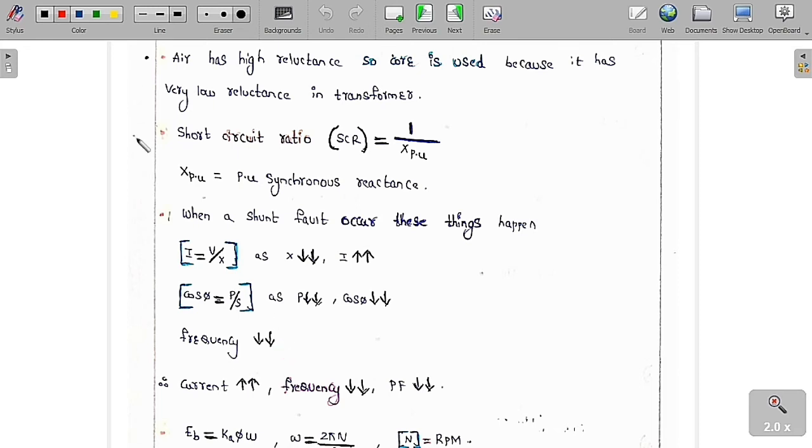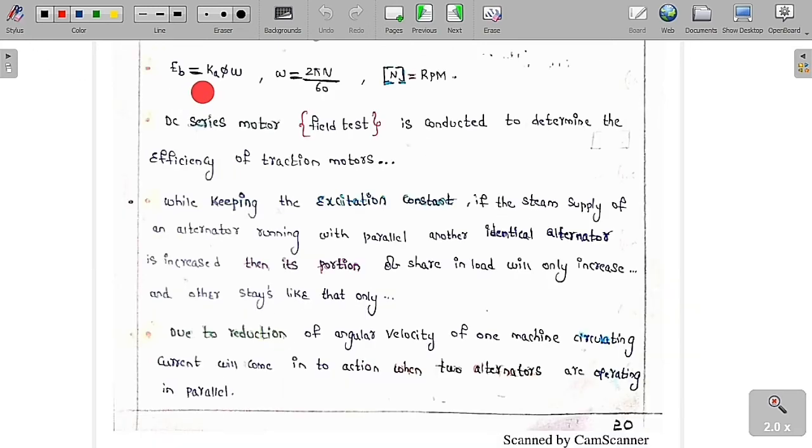I have already told you that EB is equal to K phi omega, and omega is equal to 2 pi N by 60, where N is the RPM. Torque is equal to K phi Ia. Here K is the same for both EB and T. Therefore, EB is equal to K phi omega, where omega is equal to 2 pi N by 60, with N in RPM, and T is equal to K phi Ia.